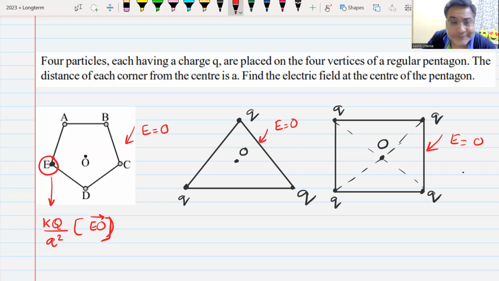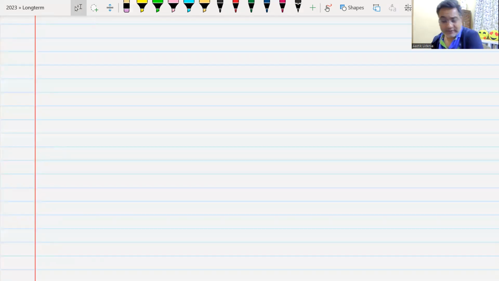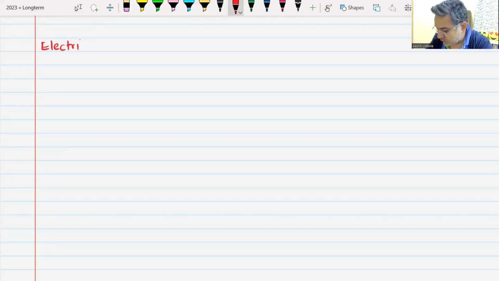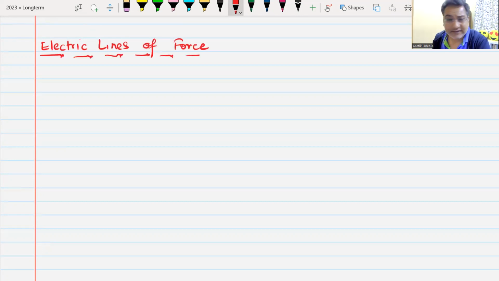Then we move ahead and move on to the next setting. And the next setting is electric lines of force or electric field lines. Electric lines of force, or you can say electric field lines. What is this electric field lines?